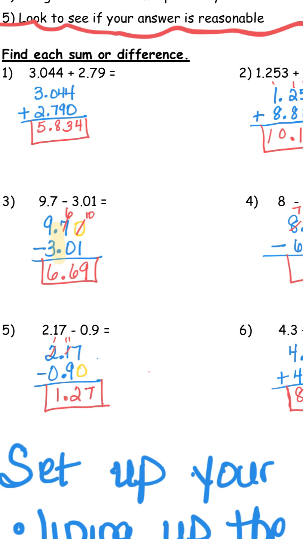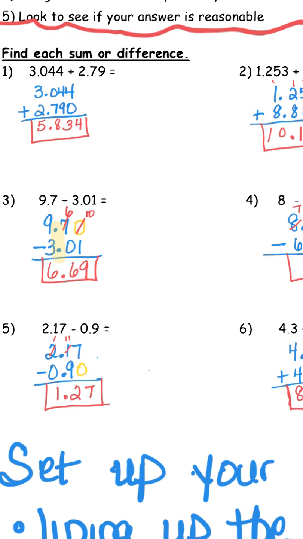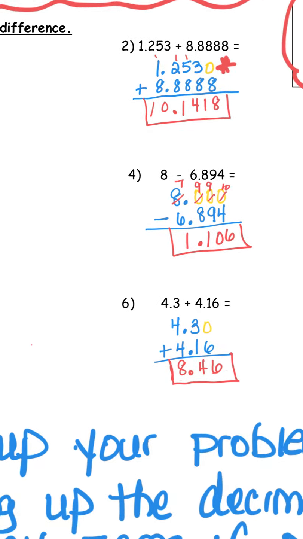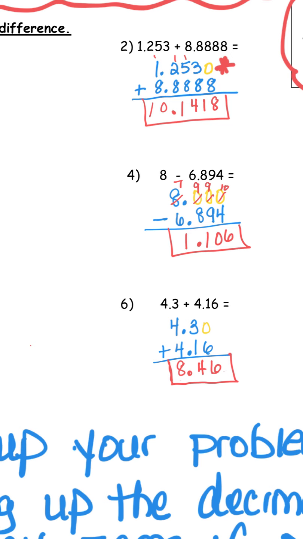Number 5, we have to line it up. Now notice you have to be very careful when you line up your decimals for number 5. We have 1 and 27 hundredths. And number 6 is 8 and 46 hundredths.